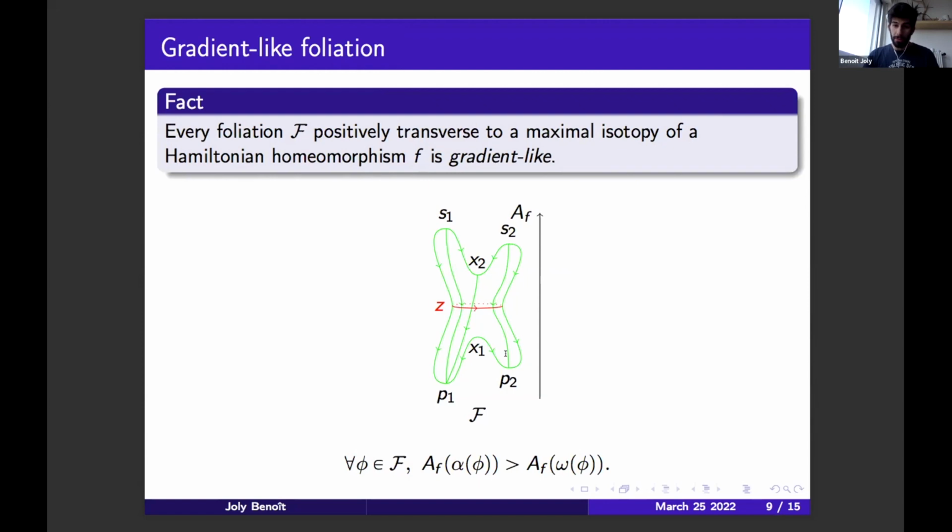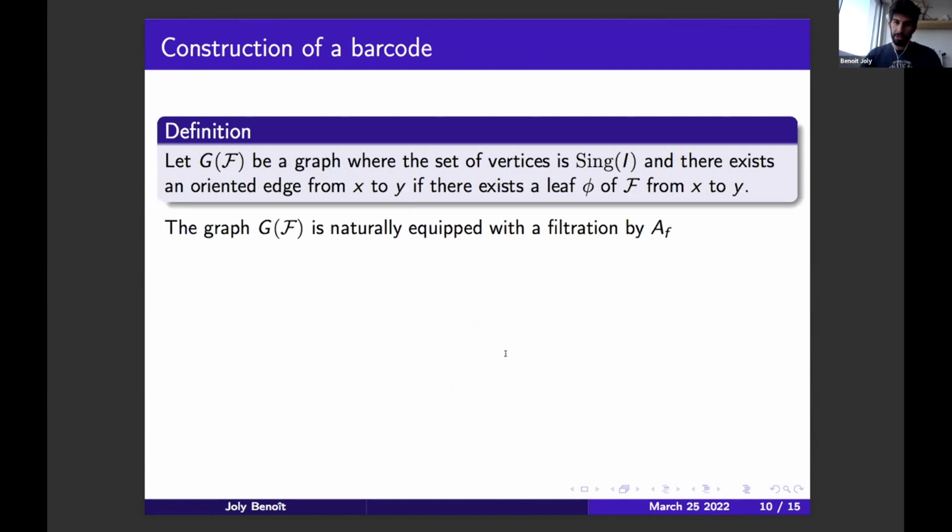So we are close to defining a graph because we have the same kind of drawing as previously with the Morse example. And then for every foliation, I can define a graph where the set of vertices is equal to the set of the singularities of the isotopy. And I put an edge from X to Y if there exists a leaf from X to Y. So here I don't actually care about the index, the Morse index, or Conley index of my points.